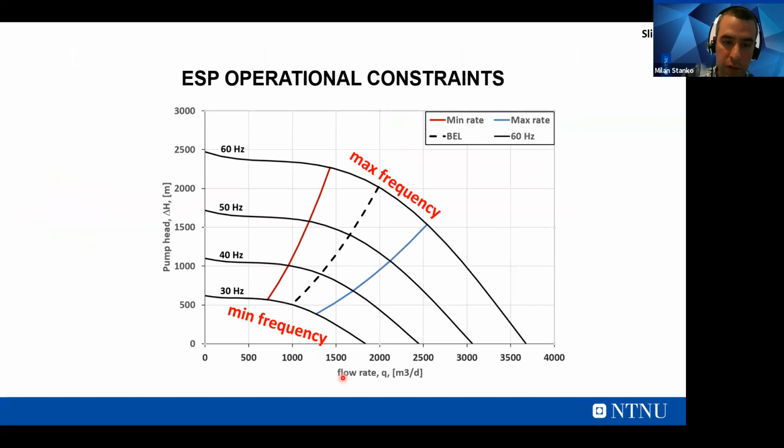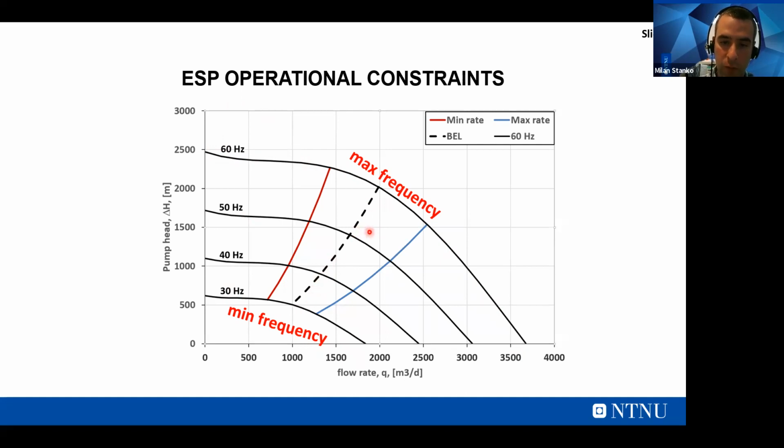So here is a chart showing the typical ESP performance. You see a relationship between the head, which is the delta P divided by density times g, and the rate. Typically it follows this curve if you are at a fixed frequency, but then you can vary this frequency, in this case from 30 to 60, so you cover this whole range.